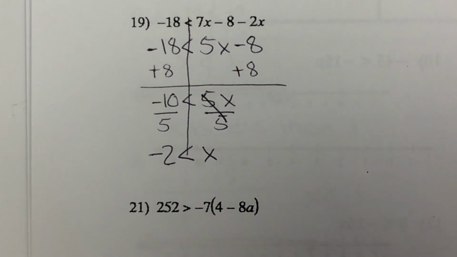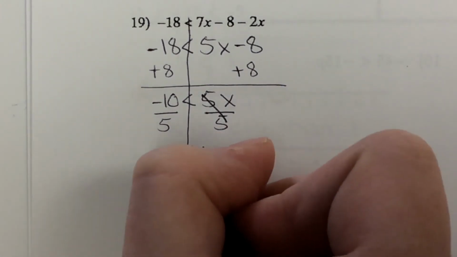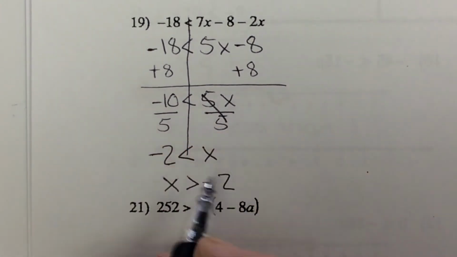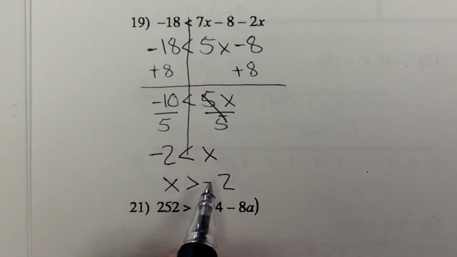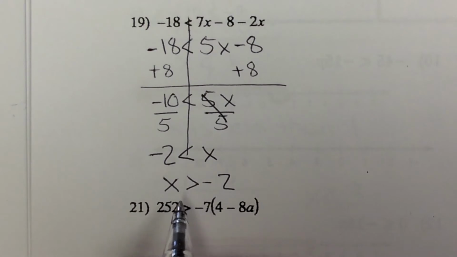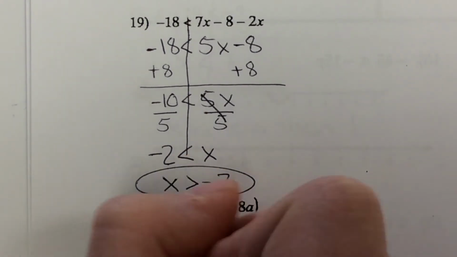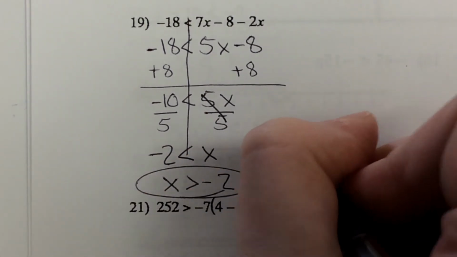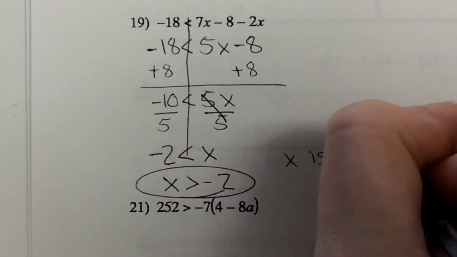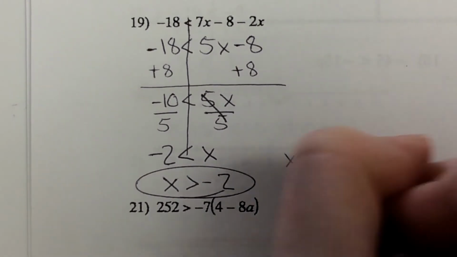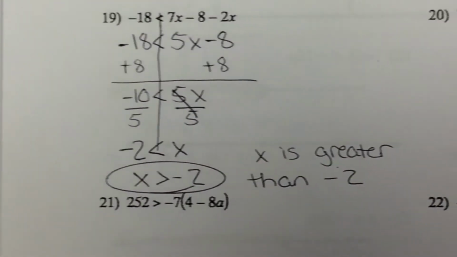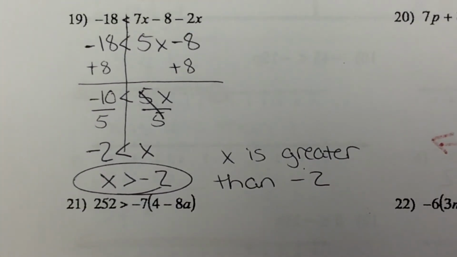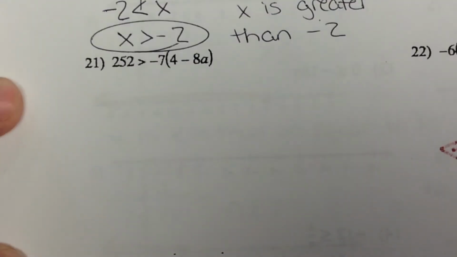Let's rewrite it so that the variable comes first. X is greater than -2. Notice how your sign is open to x and pointed at -2. So you need to keep it that way when you turn it around. So this is our final answer. Let's write it as a sentence. X is greater than -2. All right, let's move on down to 21.